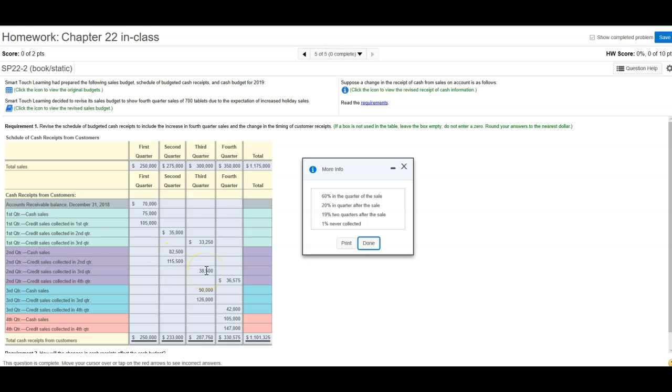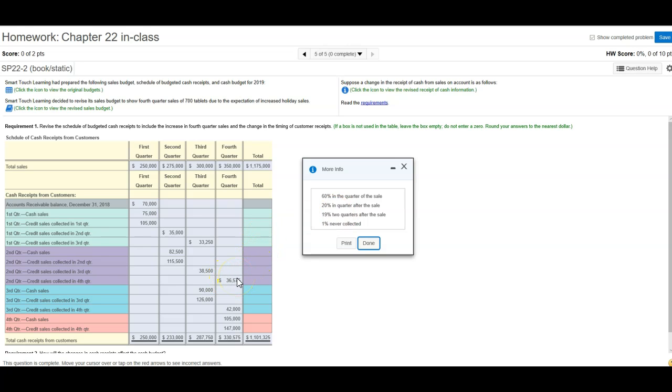Third quarter, 275,000 times 70% times 20% will get us the third quarter receipts from second quarter sales. Then we take those final second quarter sales, 275 times 70% times 19% will get us that number there.